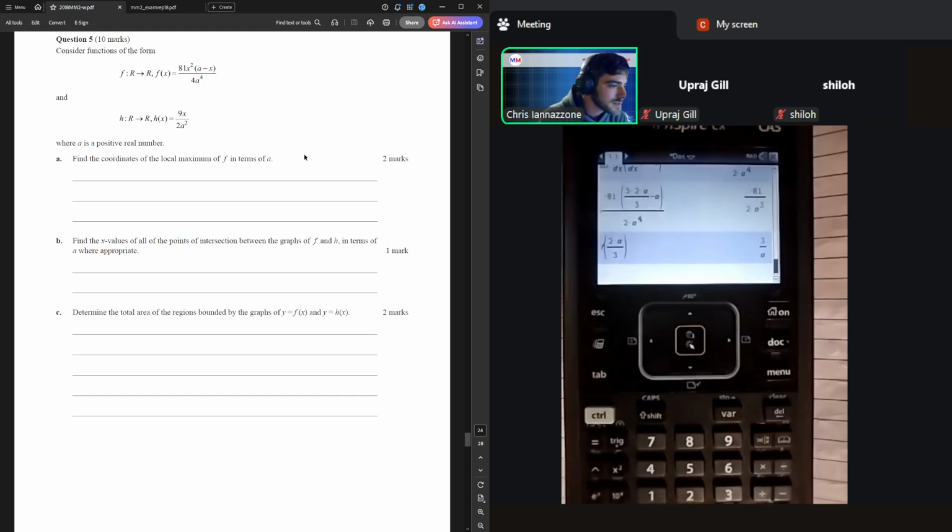Part B. Find all the x values for the points of intersection between f and h. That should be chill. Points of intersection between functions. We've been doing that since linear.